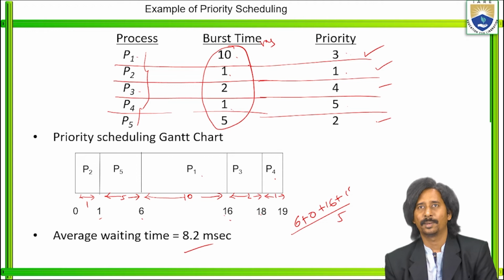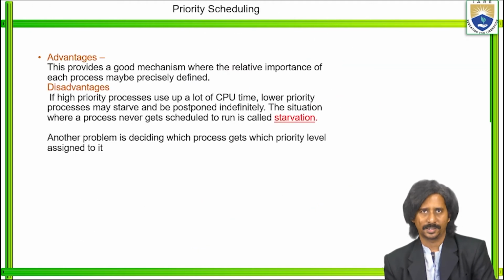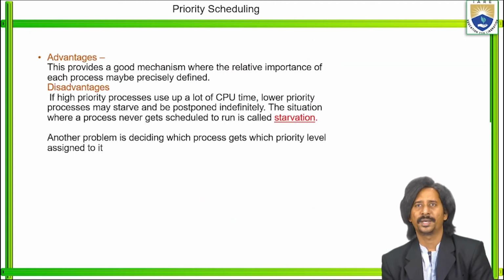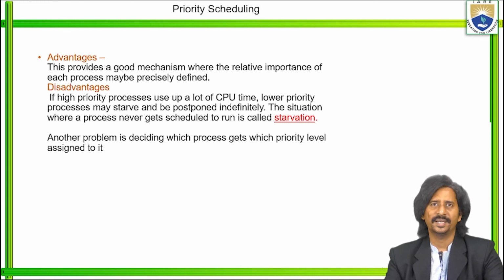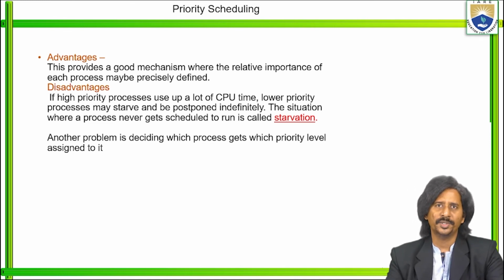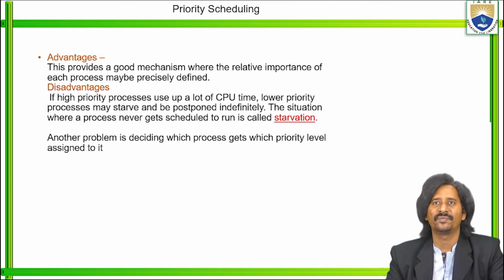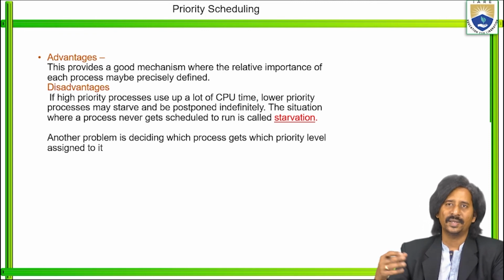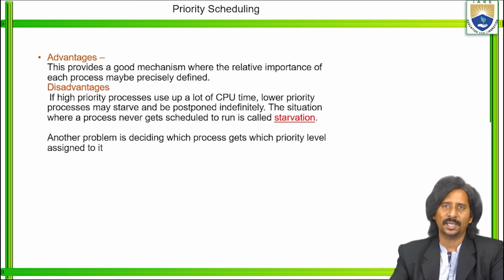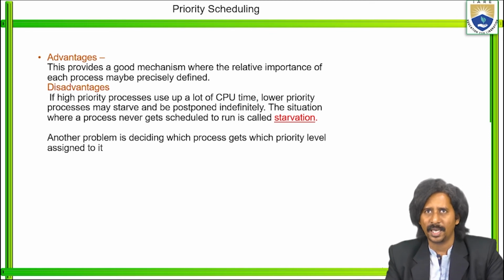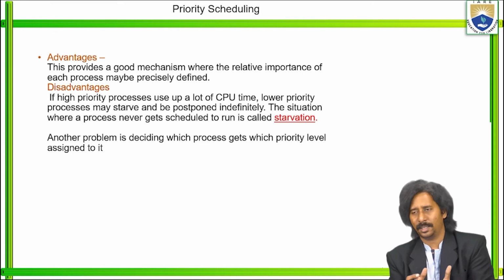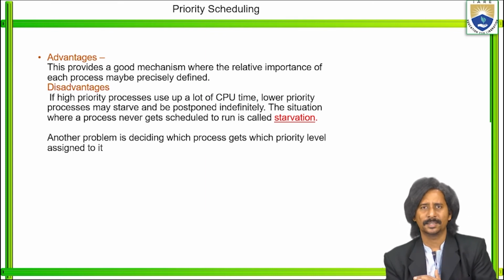So this is the simple example that clearly explains the priority scheduling algorithm. What are the pros and cons of this algorithm? The first advantage is that it provides a good mechanism where the relative importance of each and every process may be precisely defined. This is the process which has this priority, and this is the process which has that priority. That is very good, because every process knows its level. But what is the drawback?